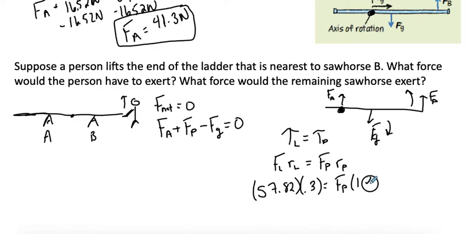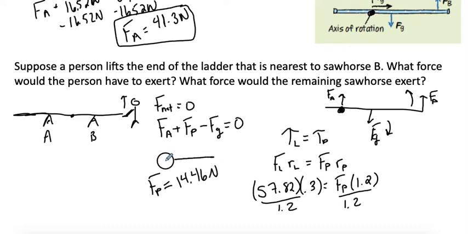Okay, so 1.2. So multiply these, divide both sides by 1.2, and we get the force of the person to be 14.46 newtons. Okay, so that is the force that the person has to exert to lift that up. So that would be the answer there, the force the person would have to exert.